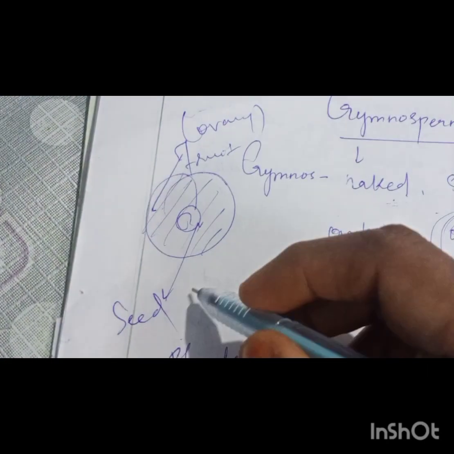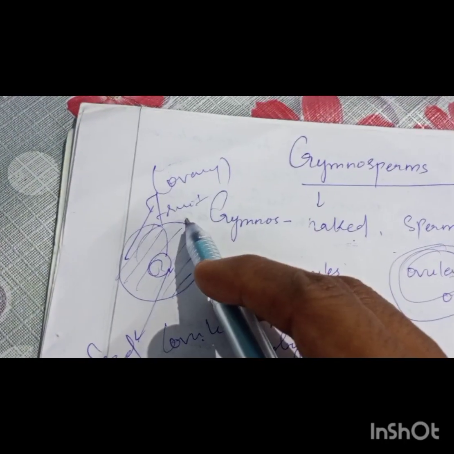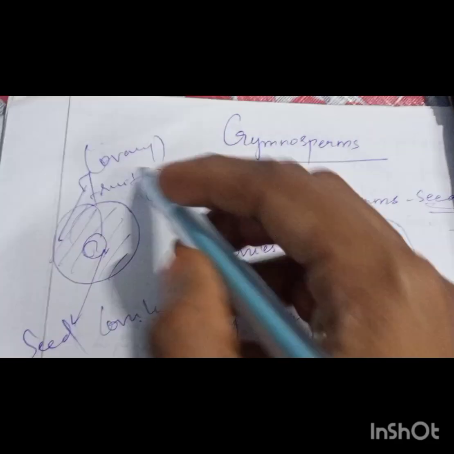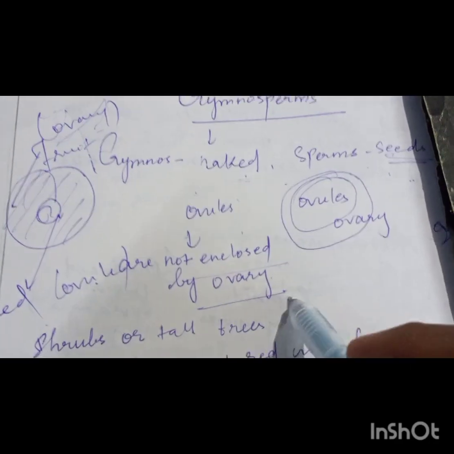So usually this is ovary and this is ovule. So in a plant, the ovule will develop into seed and the ovary will develop into fruit. But in the case of gymnosperm, since it is naked seed, the ovary part is absent. That is, the ovules are not enclosed by ovary.